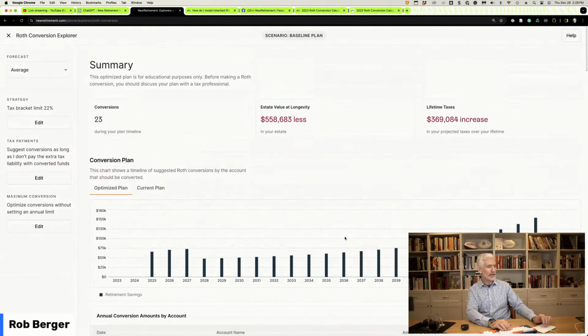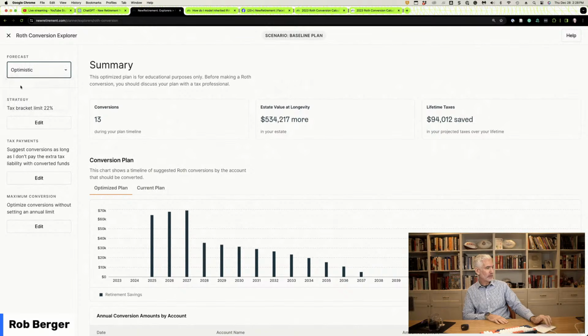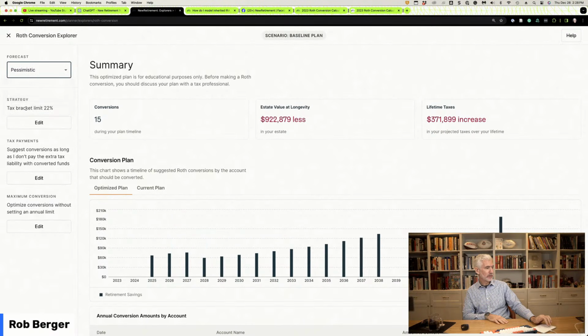One thing I'll mention before I leave this, I'm guessing we'll come back to it before the show's over. This forecast, this is the average, pessimistic and optimistic thing. It impacts Roth conversion results tremendously. We're on average right now. Let's go to optimistic. Big difference. Let's go to pessimistic. Big difference.